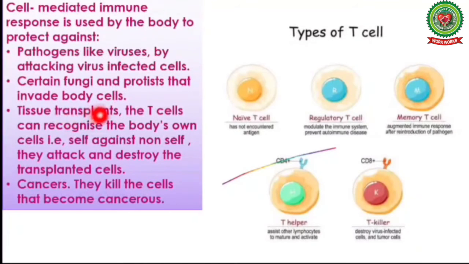Tissue transplants: the T cells can recognize the body's own cells, that is, self against non-self. They attack and destroy the transplanted cells. And cancers: they kill the cells that become cancerous. So here are the types of T cells: naive T cell, regulatory T cell, memory T cell, T helper and T killer cells.